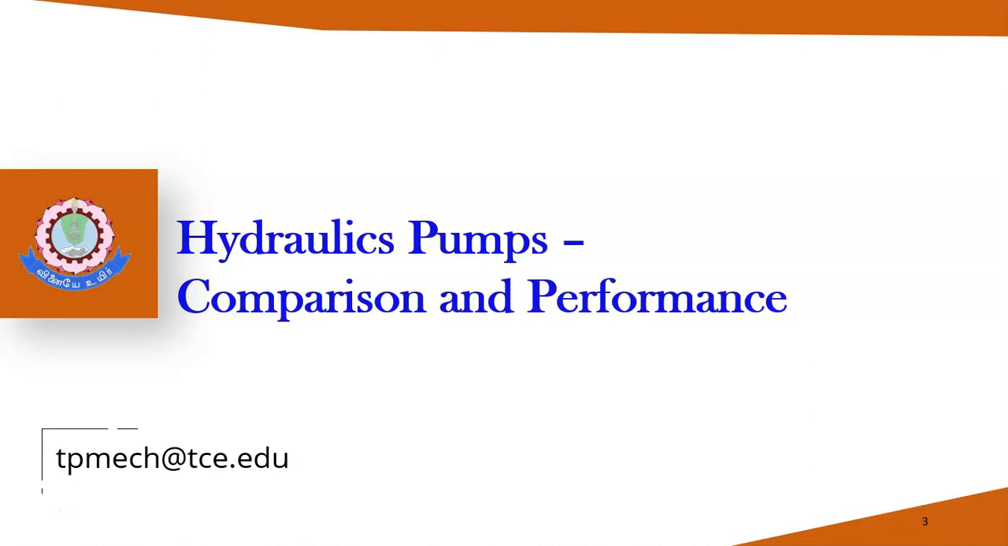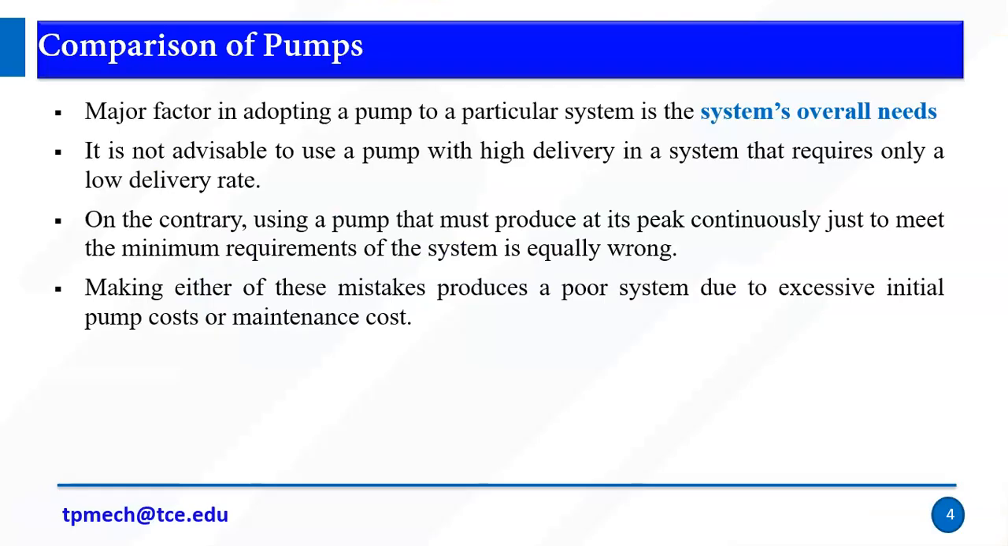So first we are going to see the comparison with performance. The major factor in adapting a pump to a particular system is the system's overall needs, right? We studied various types of pumps. The selection of a pump is based on our need, the system's overall need. It is not advisable to use a pump with high delivery in a system that requires only a low delivery rate, right? So for example, if I want a delivery rate of 5, right?